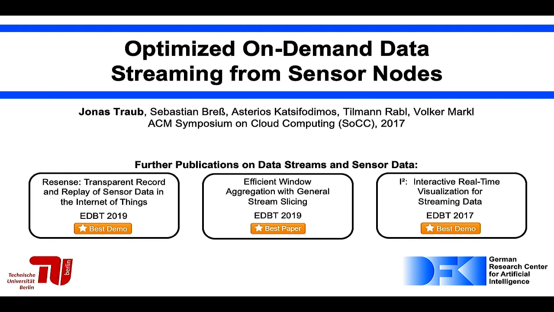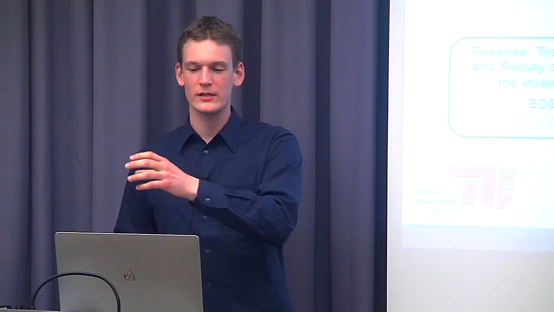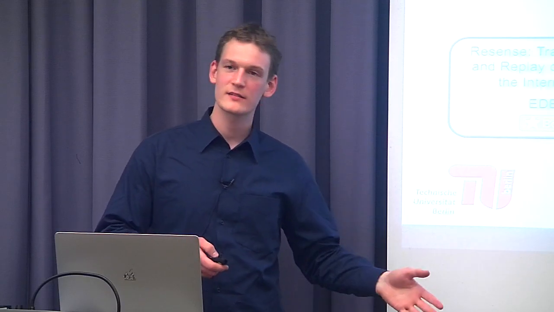If you want to move a bit more upstream in the processing pipelines, I can also recommend the work Efficient Window Aggregation with General Stream Slicing, which optimizes how in-stream analysis engines compute aggregates over time windows and how you can share partial aggregates among several users and applications. And if you like the idea of this on-demand streaming approach, you can also check out the paper I2: Interactive Real-Time Visualization for Streaming Data, which uses the same idea on a completely different system level, connecting the dashboard visualizations of a front-end application with a stream analysis cluster, and thereby also reducing the traffic between stream analysis systems and those front-end visualizations.